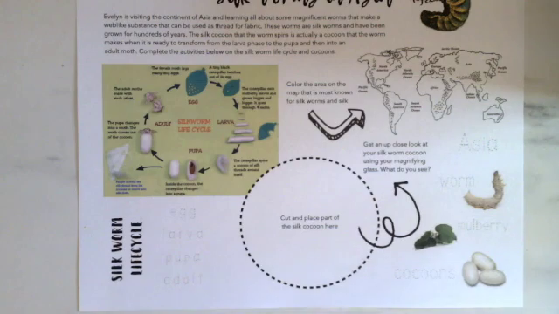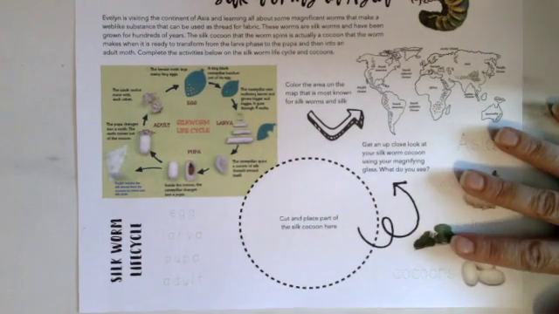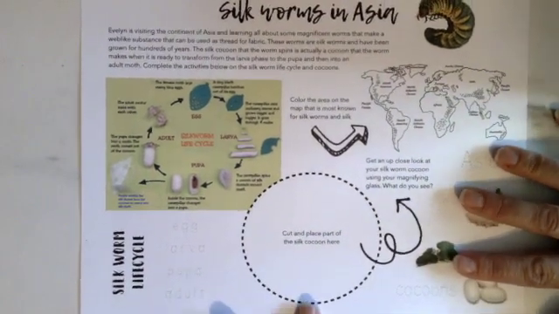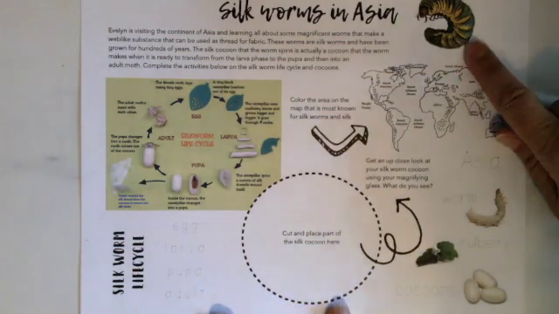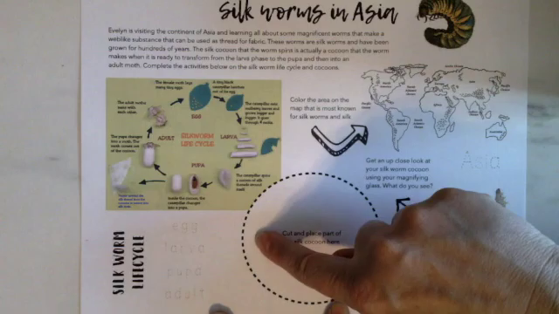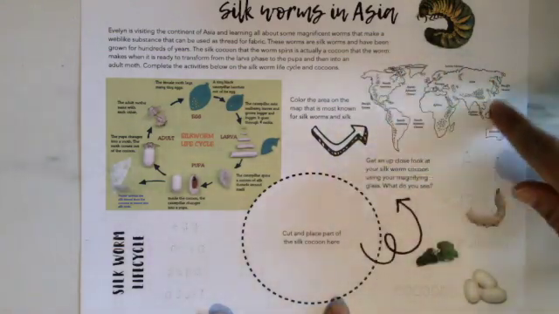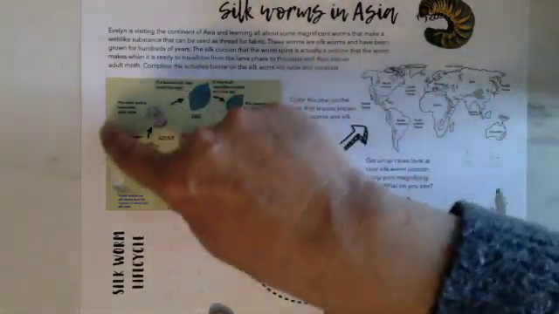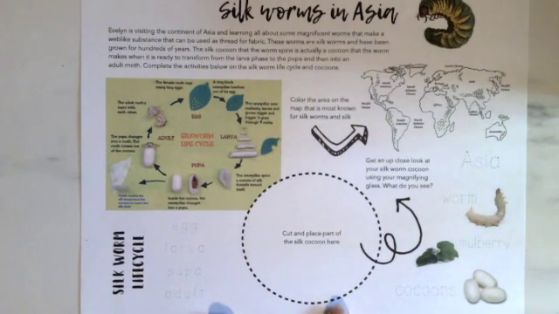All right, so this is our sheet that we're going to be working on today. It says silkworms in Asia up at the top. You can see here's a picture of a silkworm. It's got a nice big circle in the middle. It's got a world map over here. And then it's got an image here that is the silkworm life cycle. So go ahead and get that out, because this is what we're going to be talking about today.